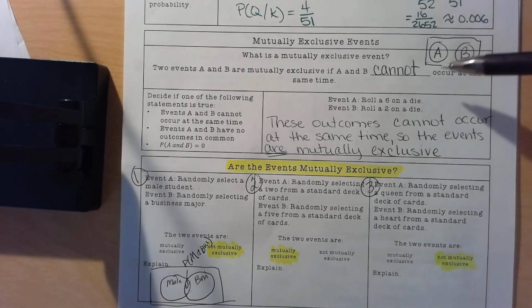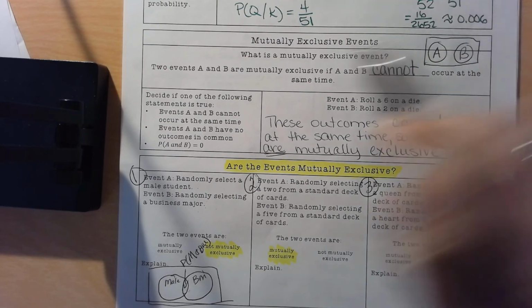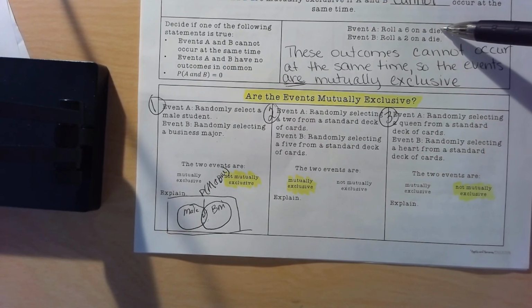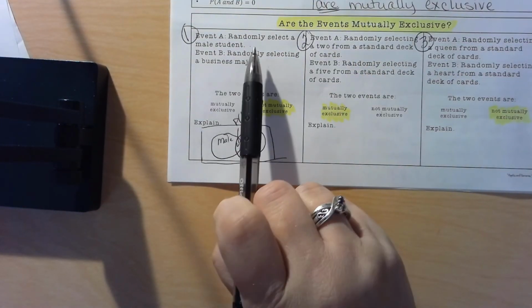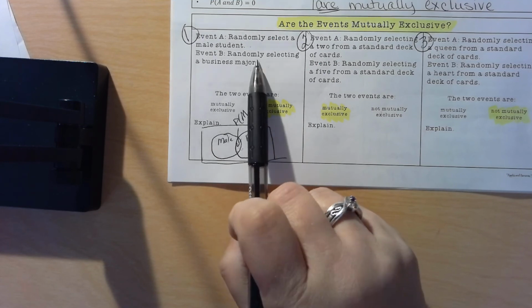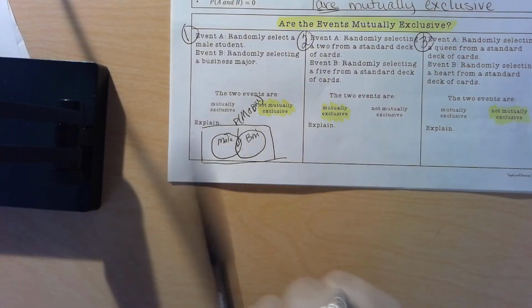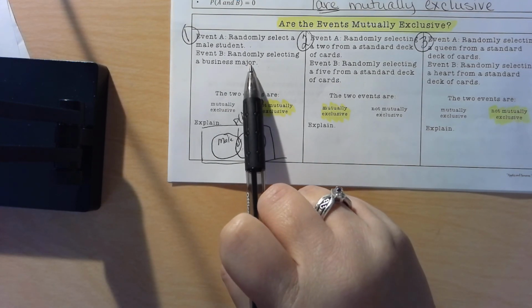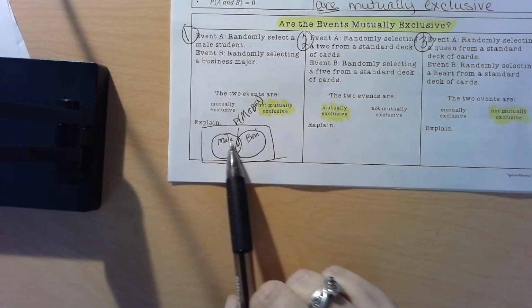Mutually exclusive events are things where the 2 events cannot occur at the same time. Therefore, A and B do not touch at all. So you can't roll a die and get a 6 and a 2 simultaneously. In this case, we have a randomly selected male student and a randomly selected business major. Can there be a male student who is also at the same time a business major? Yes, which means it's not mutually exclusive. And you would see that on a Venn diagram by seeing them crossing over.